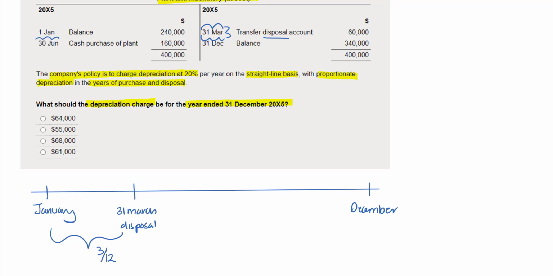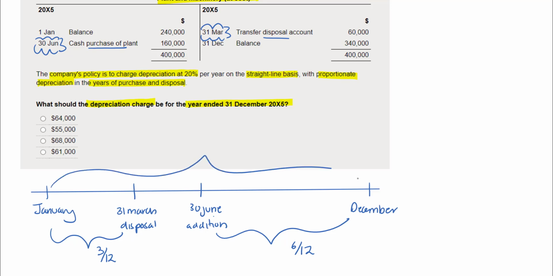We can also see that on the 30th of June, they made a purchase of an asset, and that would be an addition to the business. So if I mark up 30th of June on my timeline and label it up as an addition, what I can clearly see from my timeline is that based on this policy of prorating for the years of purchase and disposal, only 6 months worth of depreciation would be charged for this asset, and that is from the period June onwards when they've acquired this asset. For the remainder of the assets in the business, a full year's depreciation would be charged.